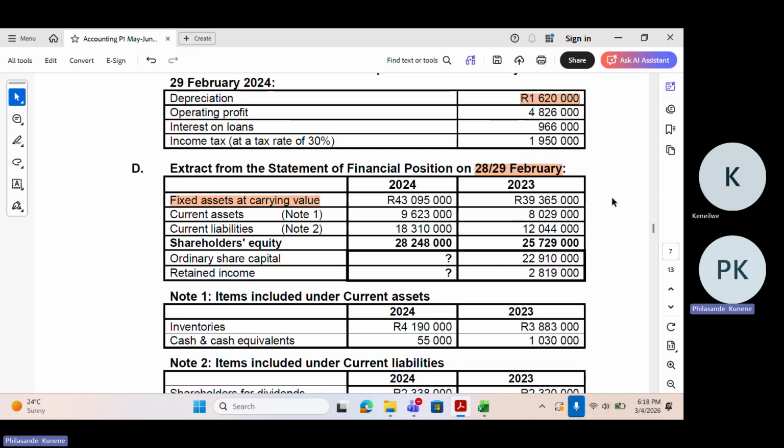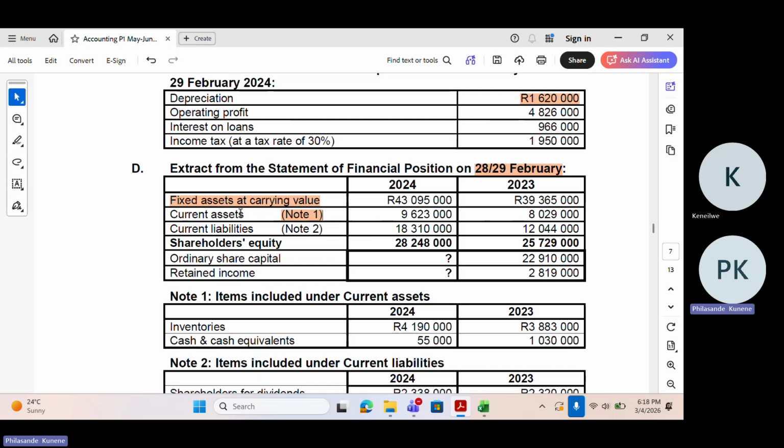So when you do your T account to calculate whether fixed assets were purchased or disposed, we are going to consider the full amount of all the assets combined, which is these carrying values. Current assets, they're saying note 1. There's a reason for this. Probably SARS income tax might be under current assets, or there might be other things that you might have to consider there.